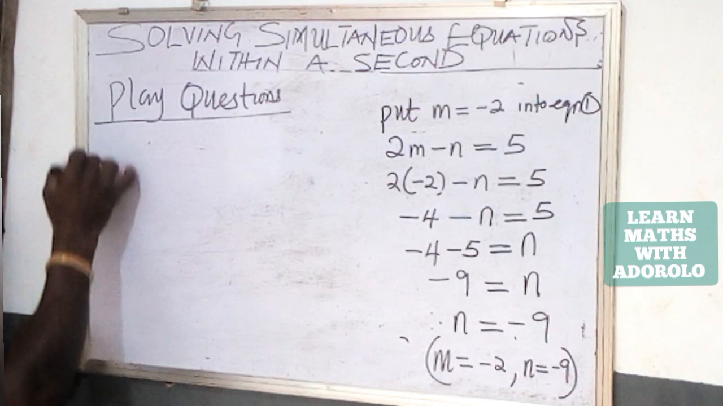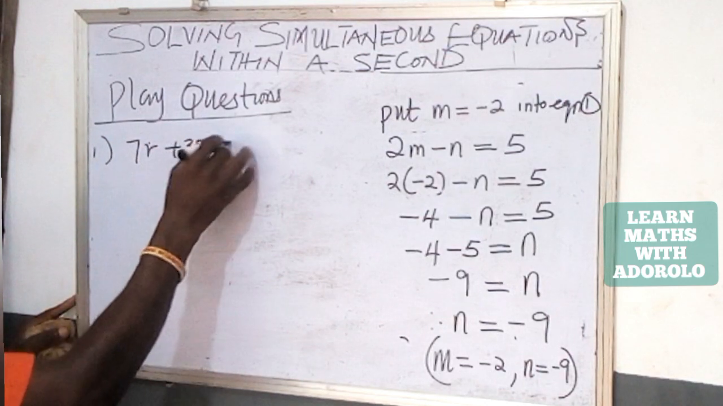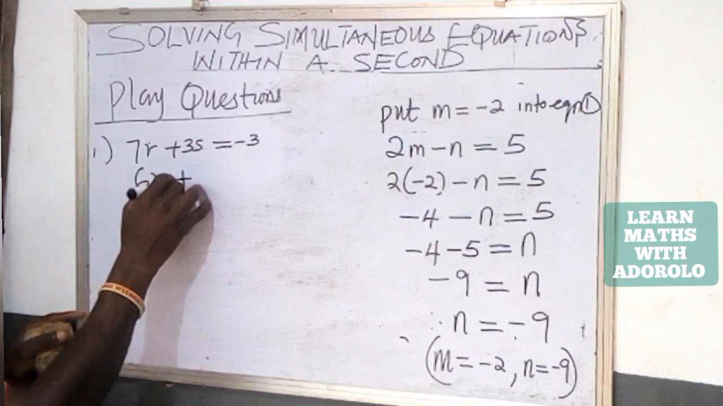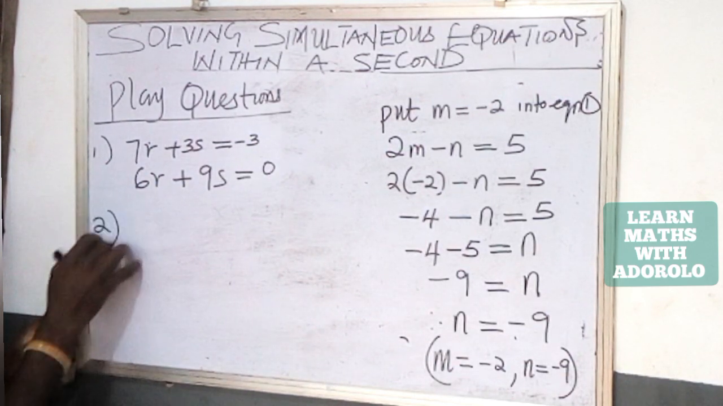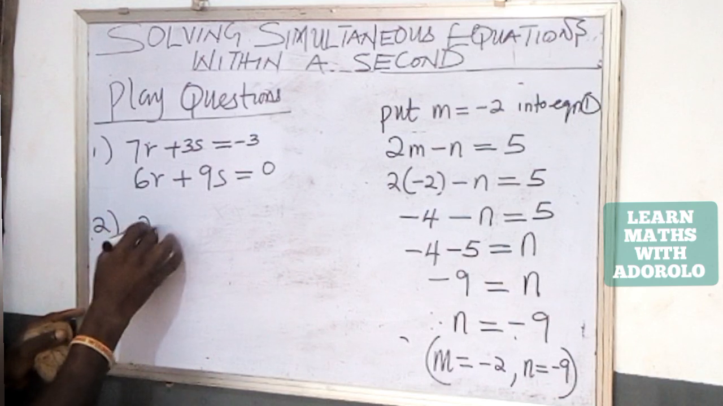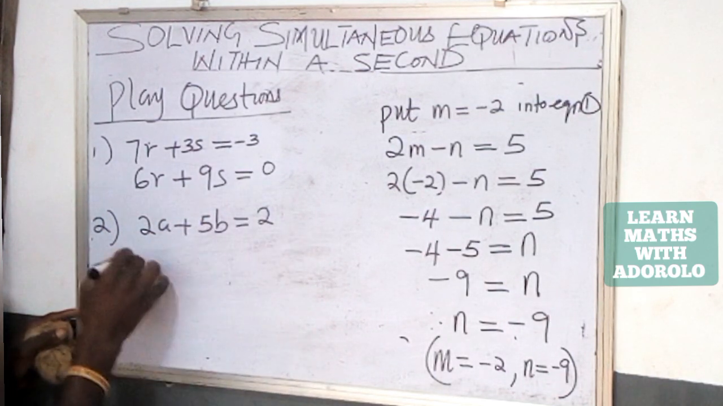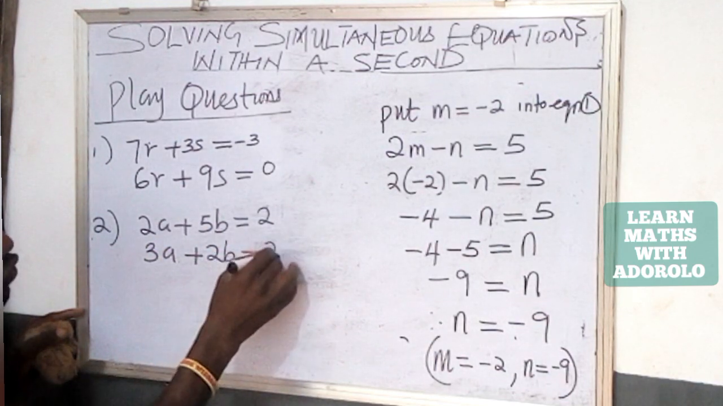So our first question here is what? 7r plus what? 3x is equal to what? Minus 3. The next question is 6r plus what? 9x is equal to what? 0. And number 2 question is what? 2a plus what? 5b is equal to 2. And 3a plus what? 2b is equal to 25.